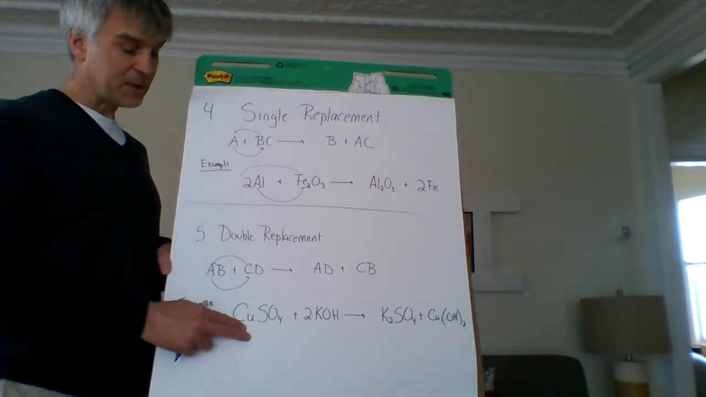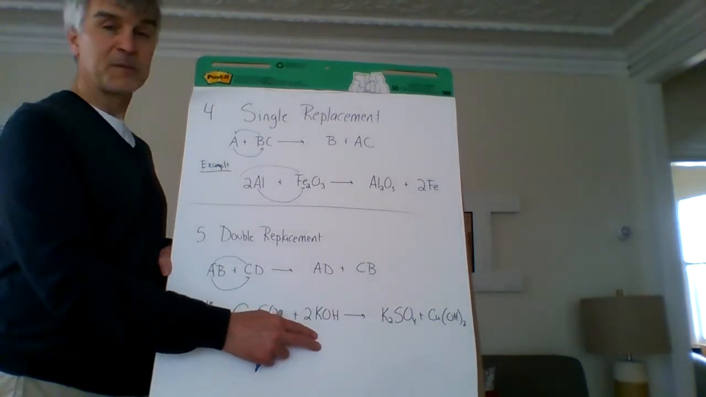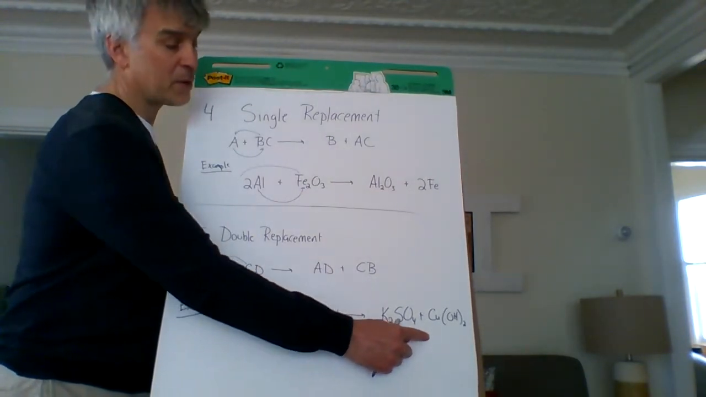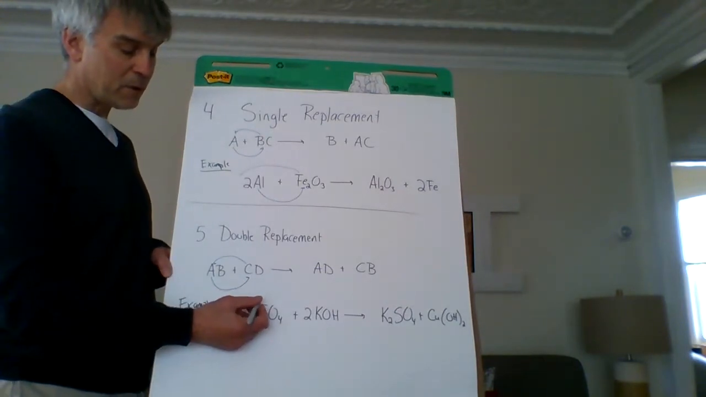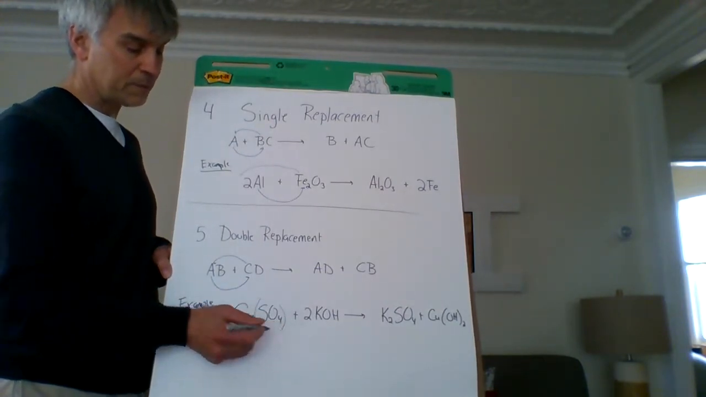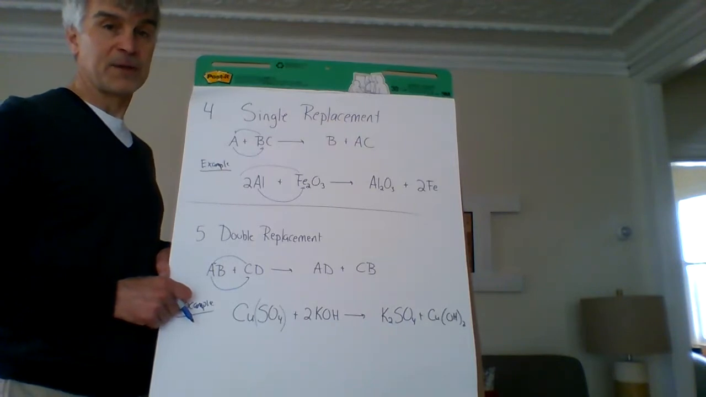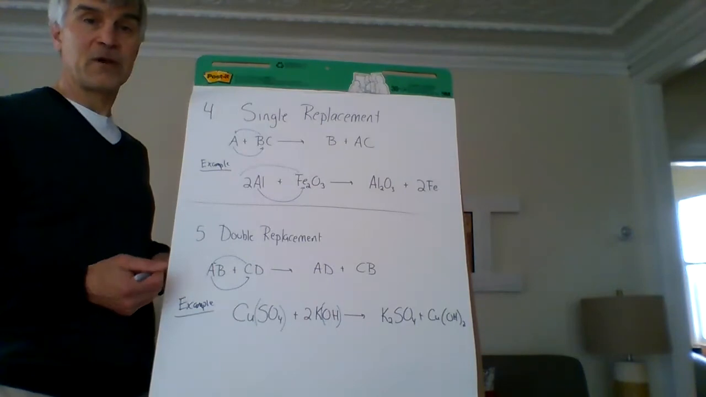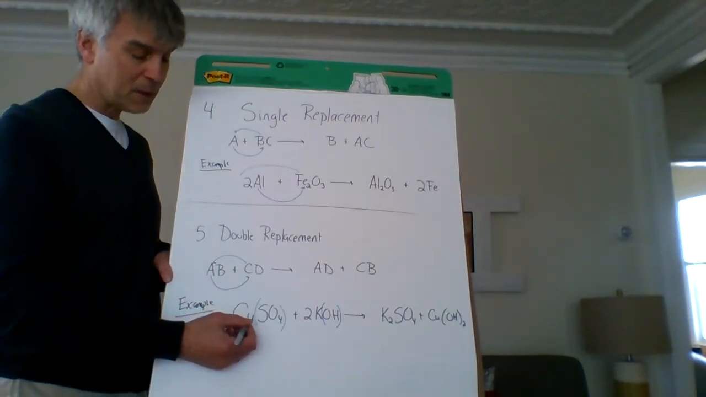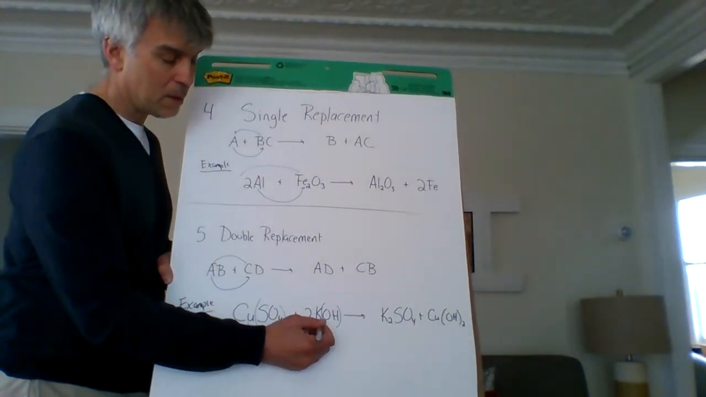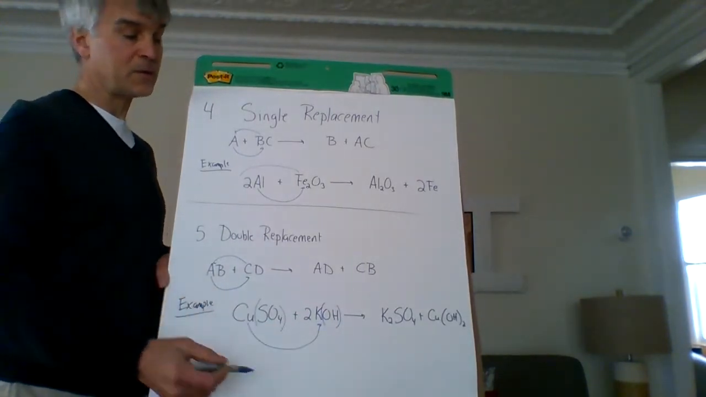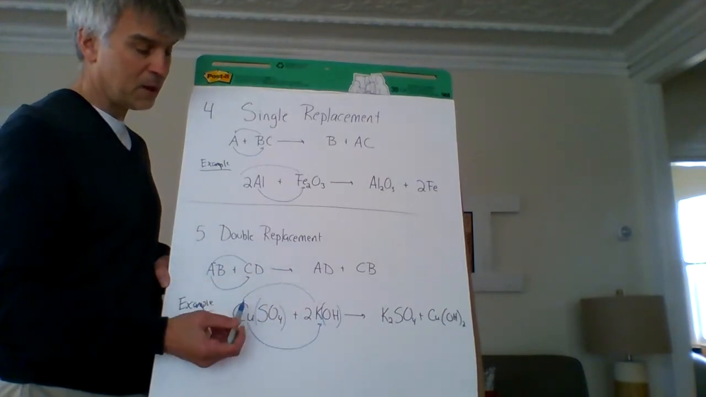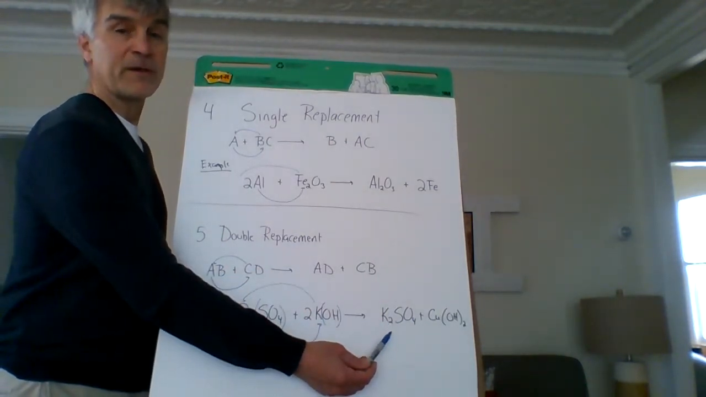And an example of this is copper sulfate plus potassium hydroxide produces potassium sulfate plus copper hydroxide. So remember, this SO4, that's a polyatomic ion, it's a sulfate ion, and this OH is also polyatomic. It's a hydroxide ion. So what's happening is copper replaces potassium to produce copper hydroxide. Potassium replaces copper to produce potassium sulfate.